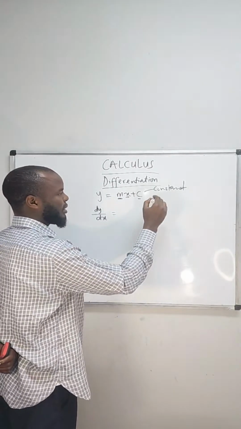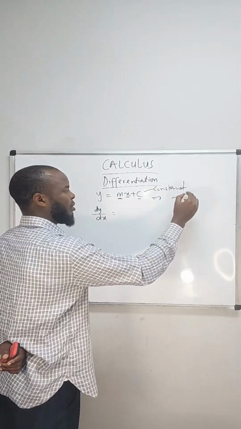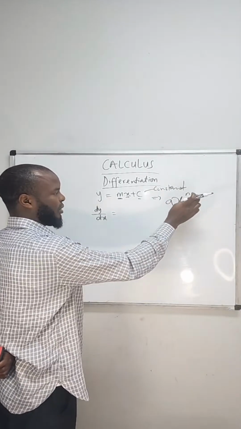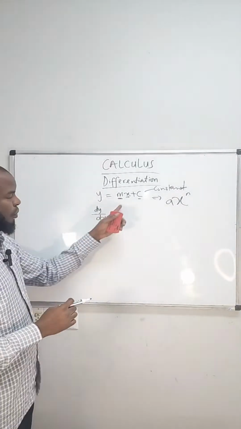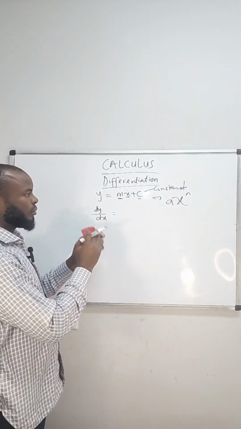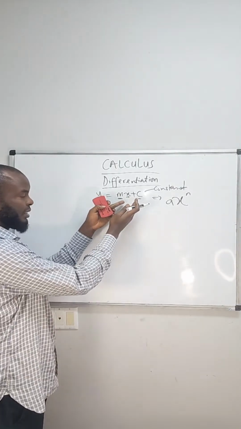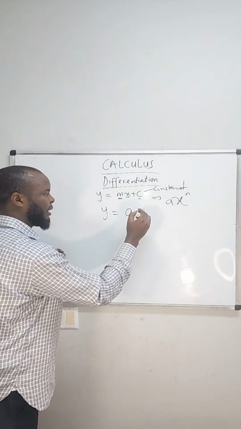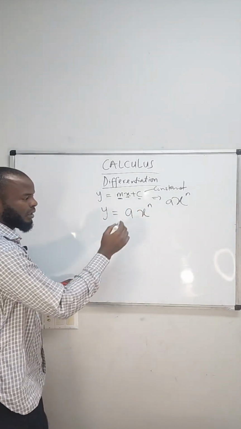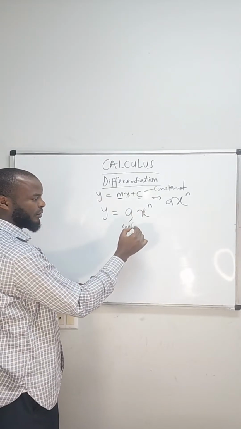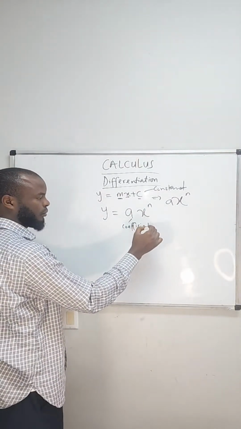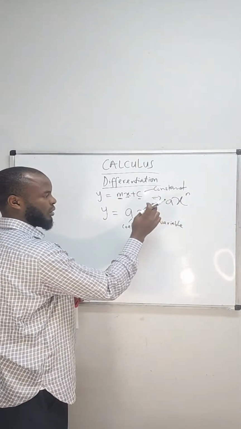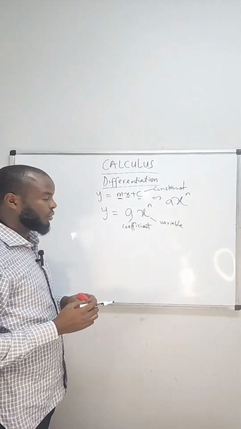If your y is in the form of x to the power of n, or let's say ax to the power of n, you can have your y as this. This is a common term, but if your y is defined as ax to the power of n, your a is the coefficient, your x is the variable of interest, and your y can be a coefficient too.